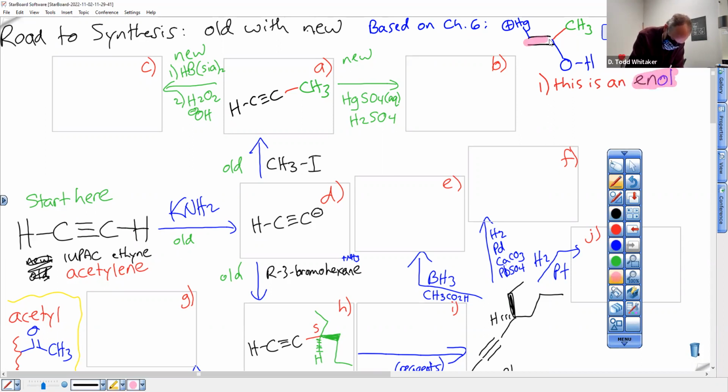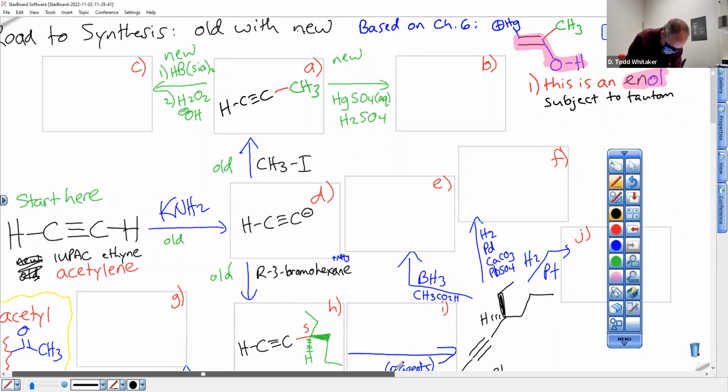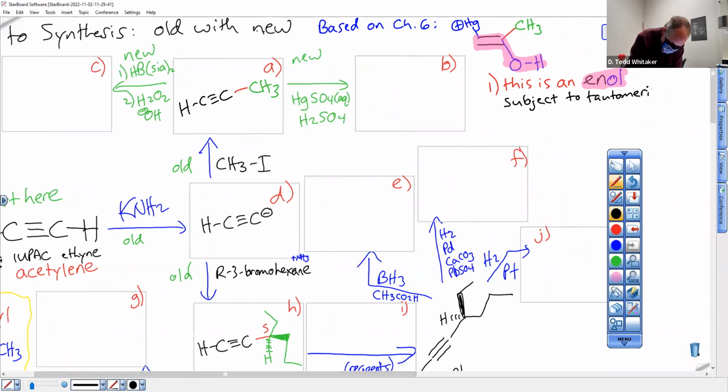Good name. I love when we have good names. It's got everything it says in the name, doesn't it? Enols are subject to tautomerization. Oh, we have some nice words in this course. Tautomerization.